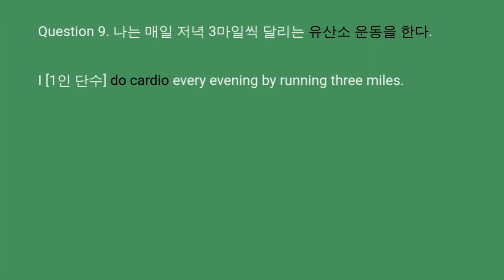Okay, so let's look at the answer to number 9. So we can write, "I do cardio every evening by running 3 miles." So there in the Korean word, it's 유산소 운동을 한다. In English, that's "do cardio." Okay, and there the subject is I, which is the first person singular. So we don't need to add s or es, we can just say, "I do cardio."